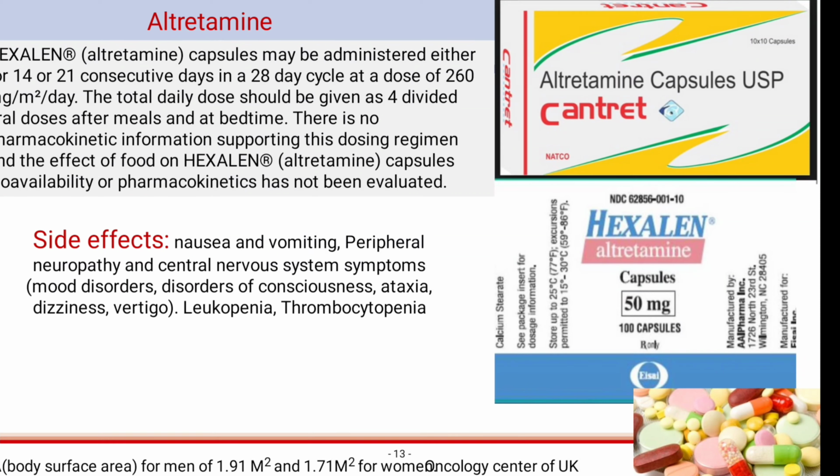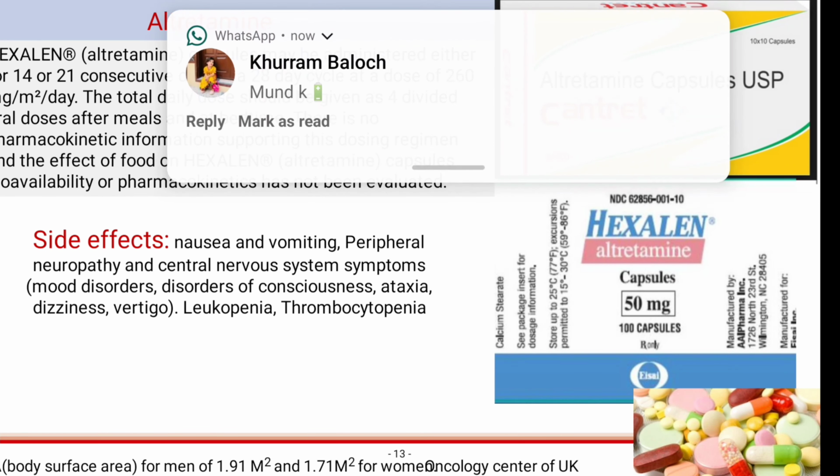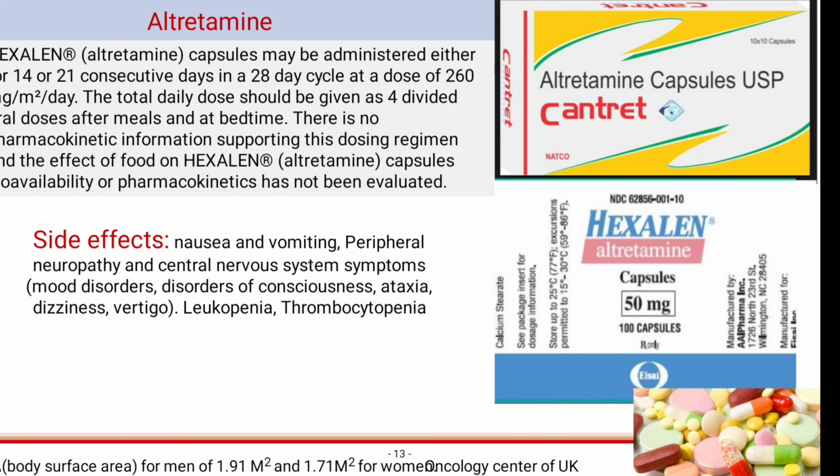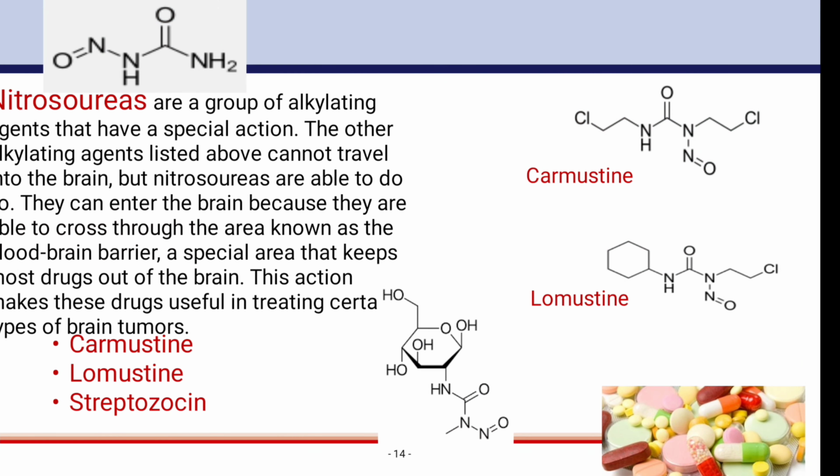Altretamine. A capsule may be administered for either 14 or 21 consecutive days in a 28 day cycle at a dose up to 260 mg per m2 per day. The total daily dose should be given as 4 divided doses after meals and at bedtime. There is no pharmacokinetic information supporting the dosing regimen and the effect of food on the capsules. Its side effects are nausea, vomiting, peripheral neuropathy, and central nervous system effects, mood disorder, disorder of consciousness, ataxia, dizziness, leukopenia, and thrombocytopenia.